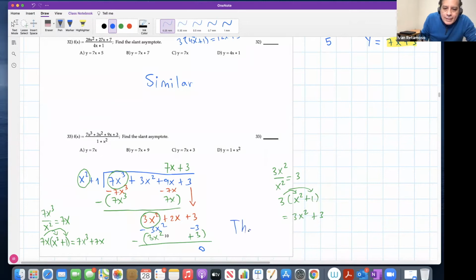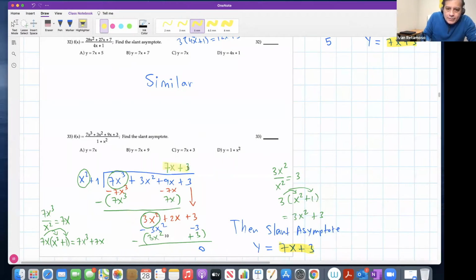So he said, and then the slant asymptote will be this, y equal, you pick up the quotient, right? Remainder, do not worry about that. In this case it was 0, right? So it's good, but this is really what determines your answer. So we're talking about this guy, right? Yeah, very good, guys. That was for 33.